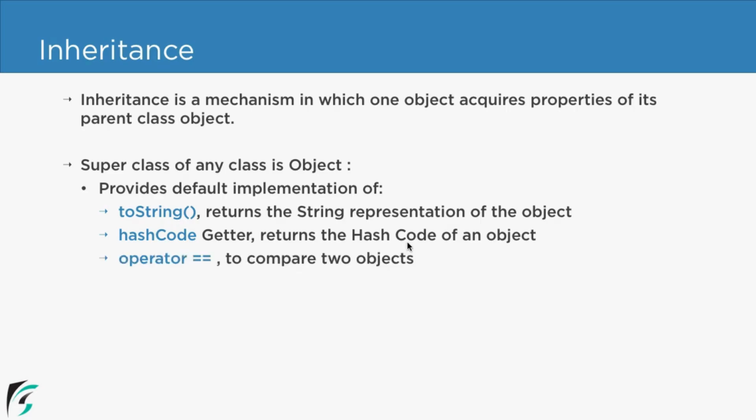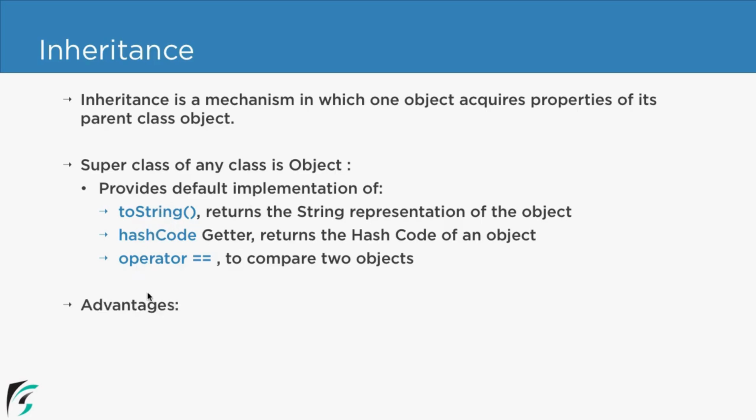And now in the end, it also provides the operator of equals, which will help us to compare two objects, that is, establish the equality between two objects based on some condition. Now what is toString, hash code and equals operator? We will check them out in our upcoming section. So as of now, please don't worry about them. Just remember, the superclass of any class is always object, which is a class, and this object provides default implementation of these methods or getter and setter like that.